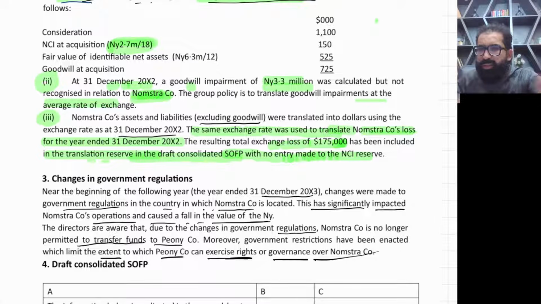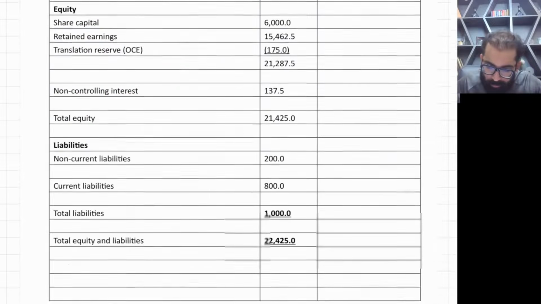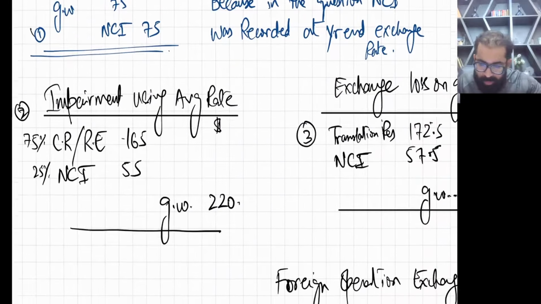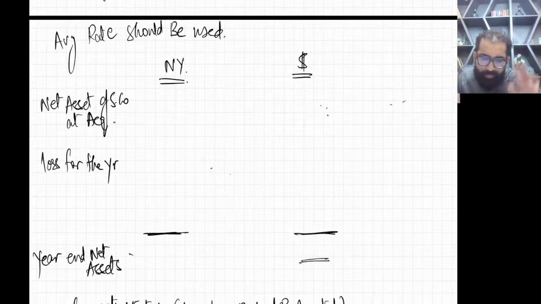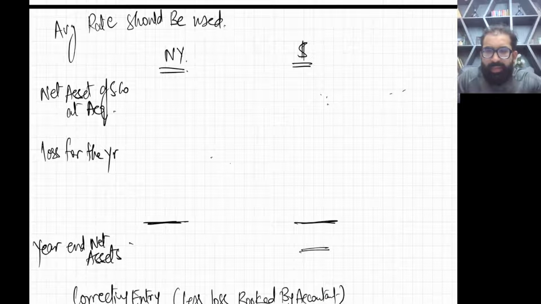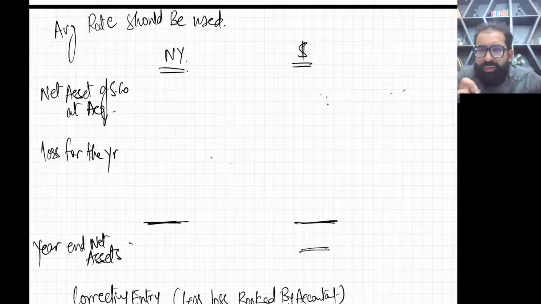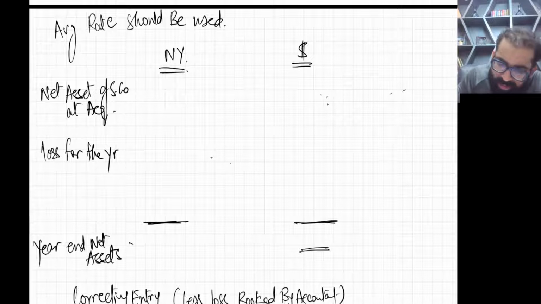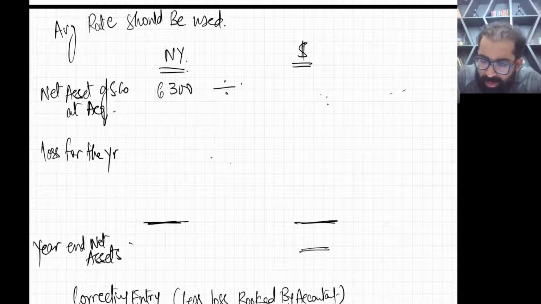So I'm giving you 30 seconds just to read these four lines again and concentrate. Then I'll move towards the solution. Now what I'm doing, listen. I will do it in the same way as I just did the goodwill work. The net assets of S company at acquisition were 6,300.